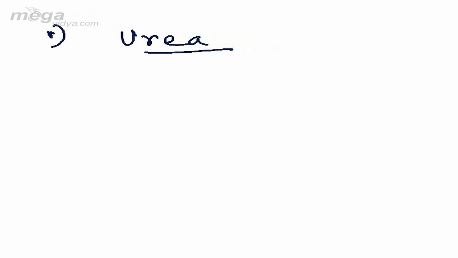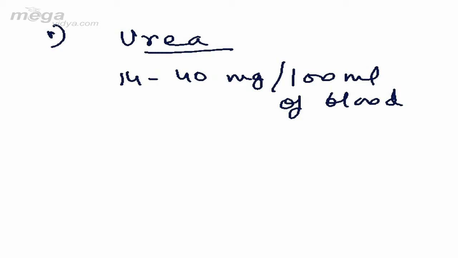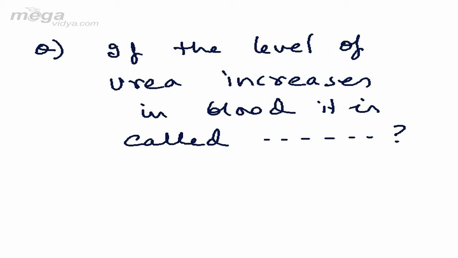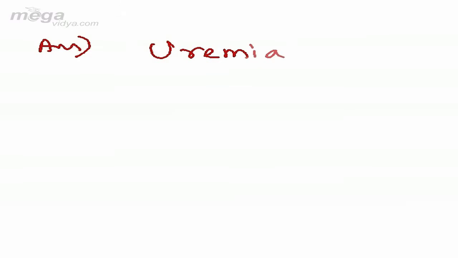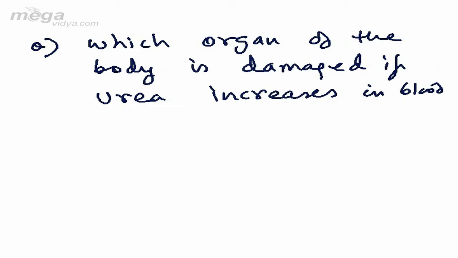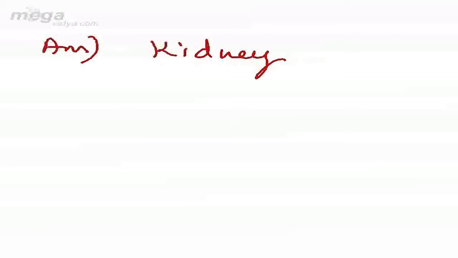Another organic compound in the blood is urea. The normal level of urea in the blood is 14 to 40 milligram per 100 ml of blood. You get a question on this. If the level of urea increases in blood, it is called, and the answer will be uremia. Another question which you get on urea level is, which organ of the body is damaged if urea increases in blood? Suppose I give you 2 options. Let us first say it is liver which is damaged, and the second option is it is kidney which is damaged. Your correct answer will be kidney, because if urea level increases, it indicates that kidney is not able to filter the urea out of the body.